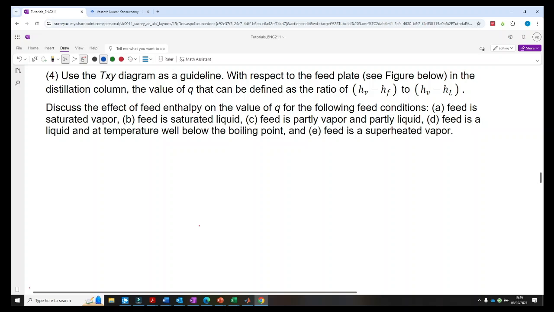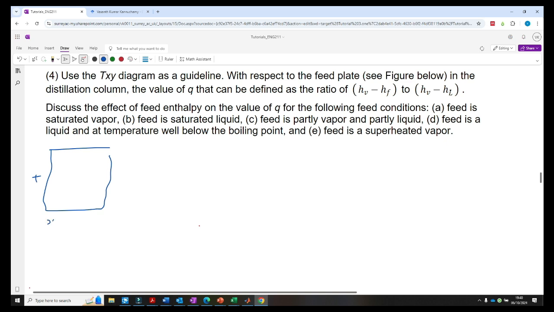Use the TXY diagram as a guideline. So by this time, week 3, you should know what the TXY diagram is, how to draw it, and use the TXY diagram as a guideline. And then, okay, what's this TXY line? Let's draw this.